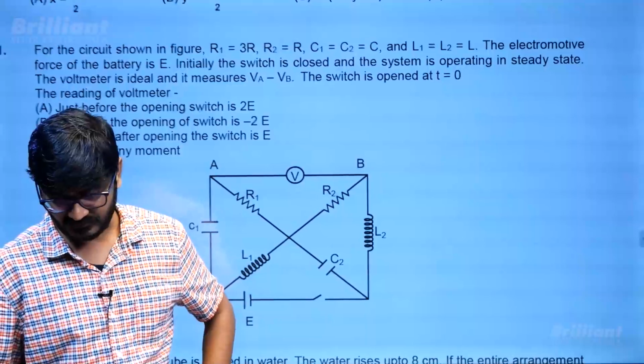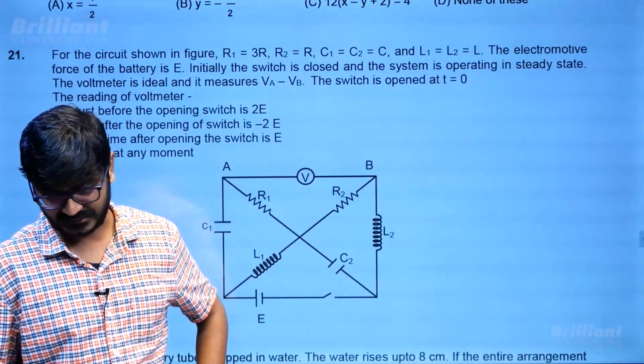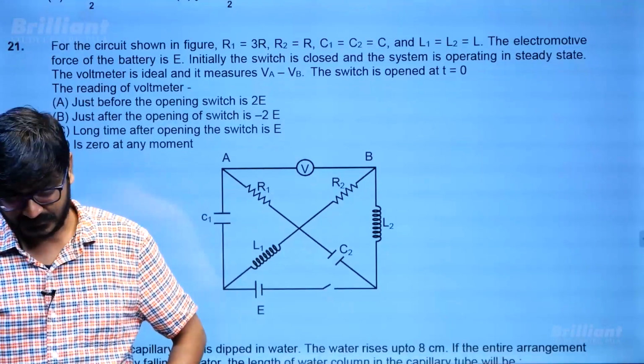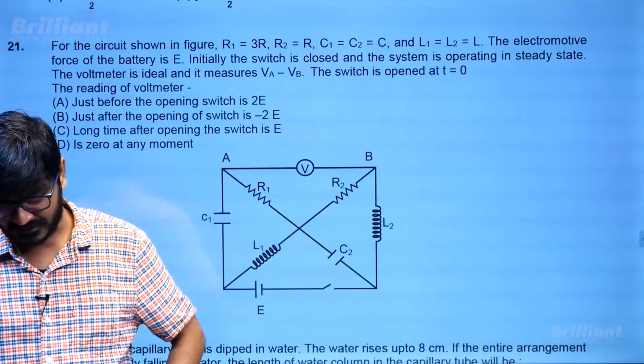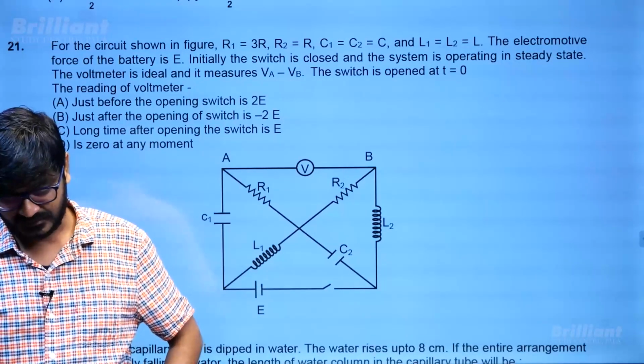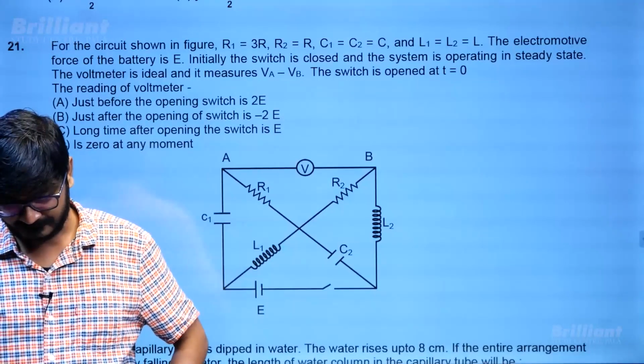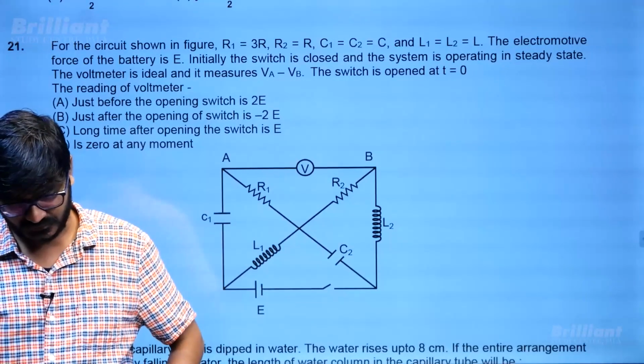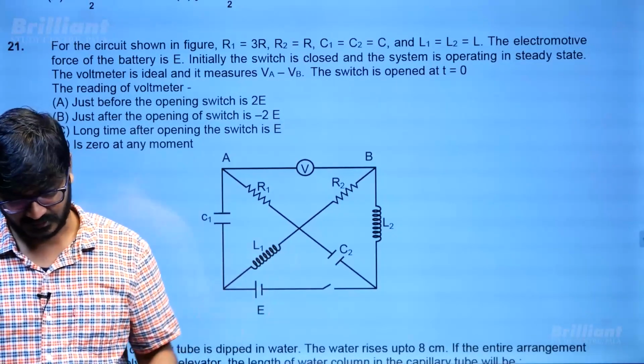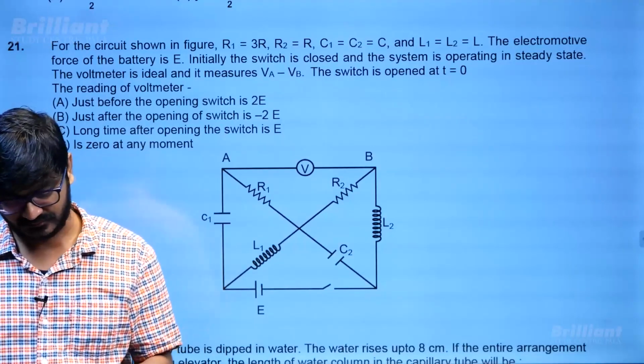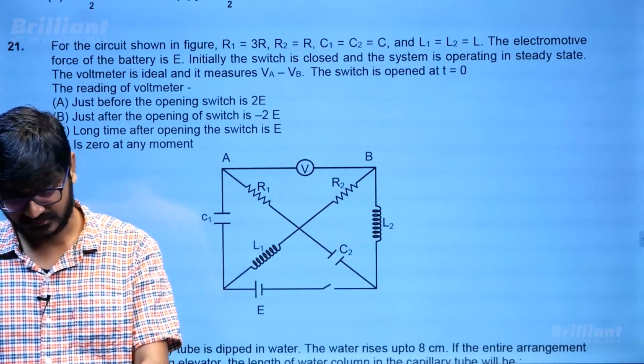The next question, I think this question appeared in the previous exam. So for the circuit shown, where the resistors are 3R, R, and the capacitor C, initially when the switch is closed, the system is operating in steady state, the voltmeter is ideal, and it measures VA minus VB. The switch is opened at t equal to 0. So just before opening the switch, how much is the potential difference? Just after, long time after, is it 0 at any moment? Okay, we'll see.